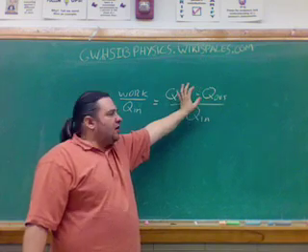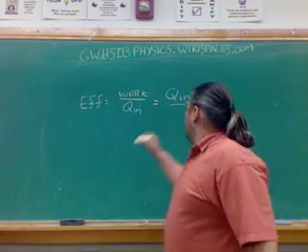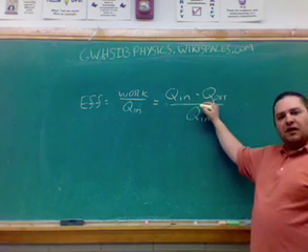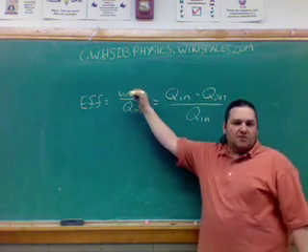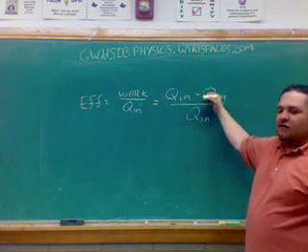So the total amount divided by the amount that isn't used, moving an object or lifting something, is the amount of work that's done divided by the amount of energy that you put in. That gives me my efficiency. That gives me the percent efficiency that we're talking about.